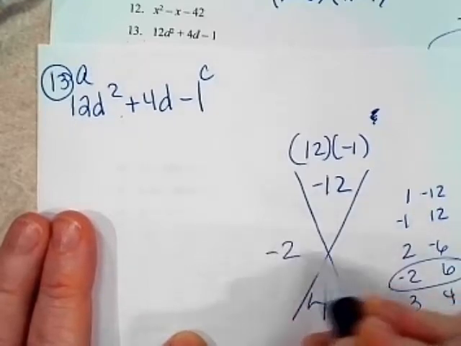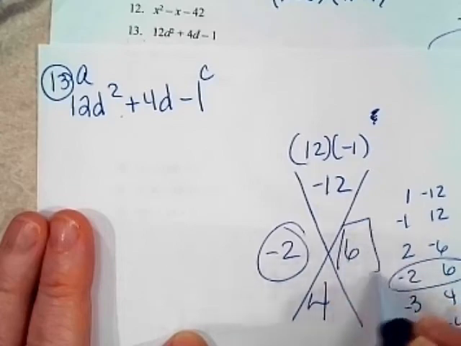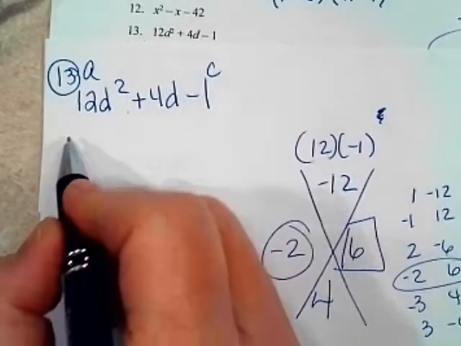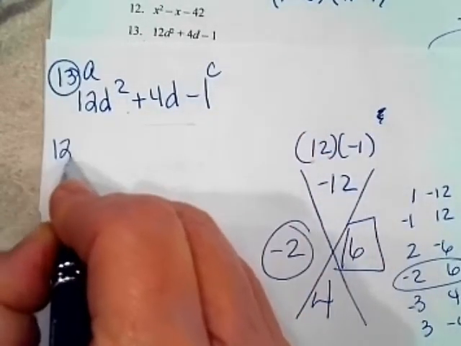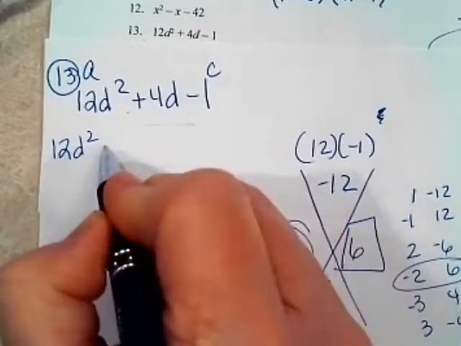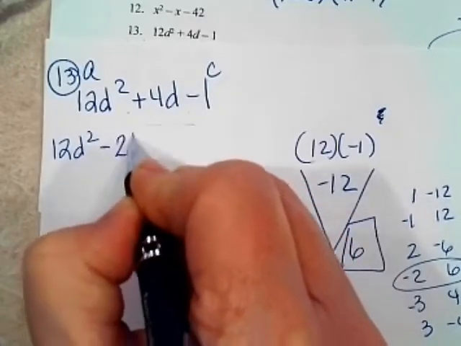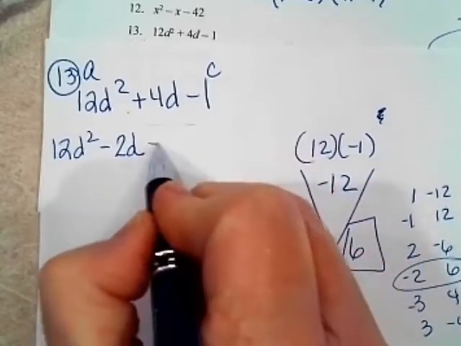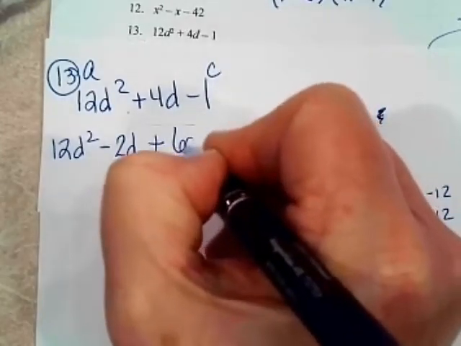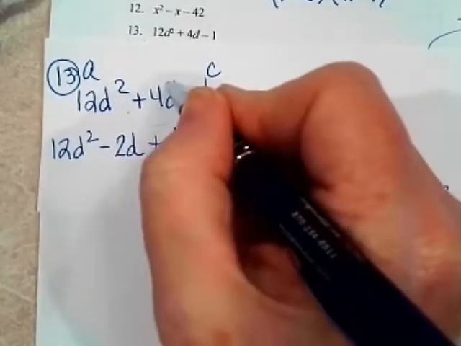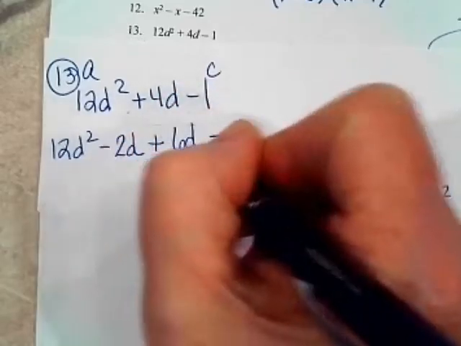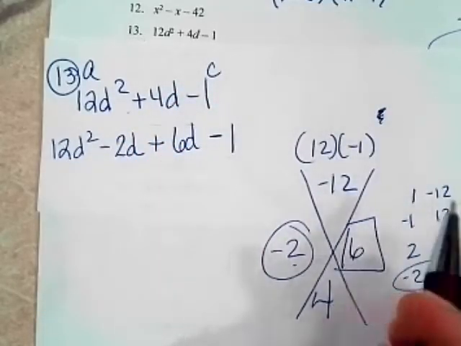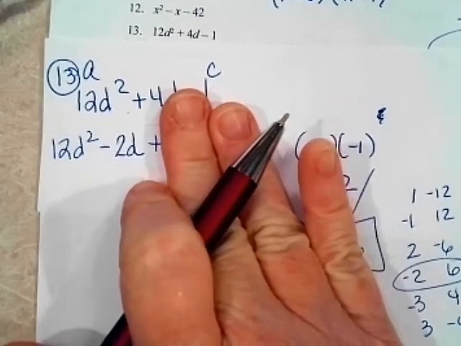This one right here. Now remember, I'm going to put a circle here and a box there. And then when I rewrite this, it's going to be 12d squared minus 2d, that came from the circle, plus 6d, that came from the box, minus 1. So the 4 doesn't show up here. You use these two numbers. Then you factor what they have in common.